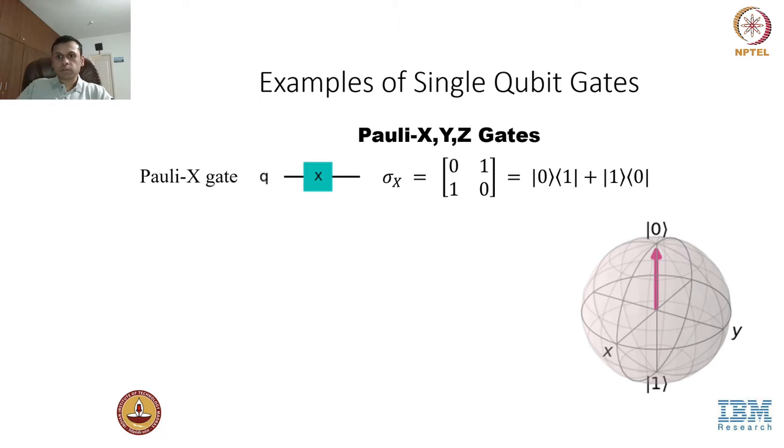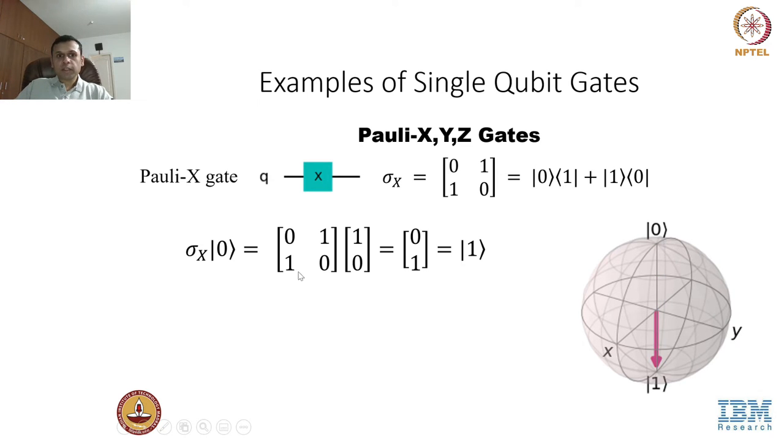Let's take an example from the Bloch sphere. Let's take first our ket 0. Now let's apply our sigma x gate to ket 0, and in the Bloch sphere you see this has flipped. Applying the sigma x gate has transformed the ket 0 to ket 1. Let's do the multiplication here. We take sigma x, which is this matrix. We take ket 0, which is this matrix. And if you do the multiplication, you see you get 0, 1, which is nothing but ket 1.